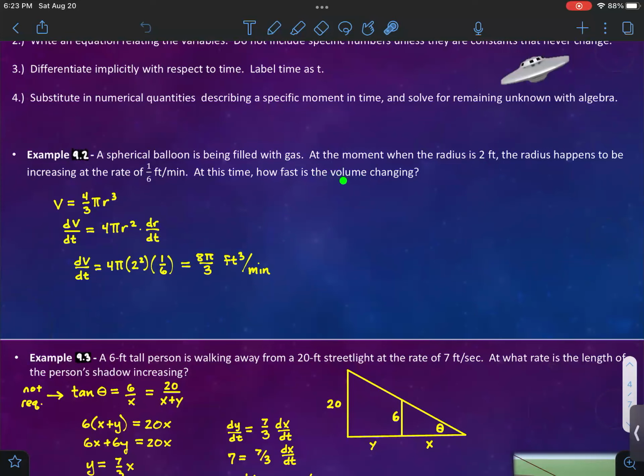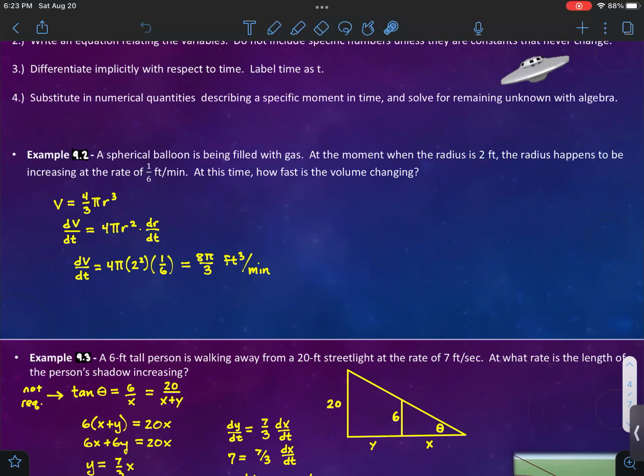We're being asked about volume, so most likely that's the equation we want to set up. And this, of course, comes from geometry class, volume of a sphere, 4/3 pi r cubed, right? In fact, I'm using just the same derivative that we saw in the example on the previous page, implicit differentiation of V and r with respect to t. Okay, so I haven't even addressed the 2 or the 1/6. That has to happen after the differentiation.